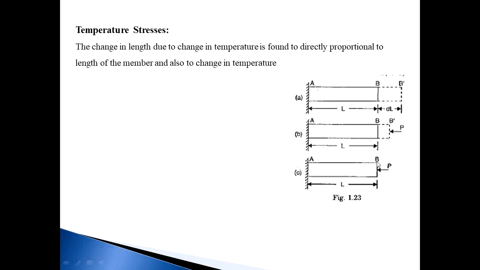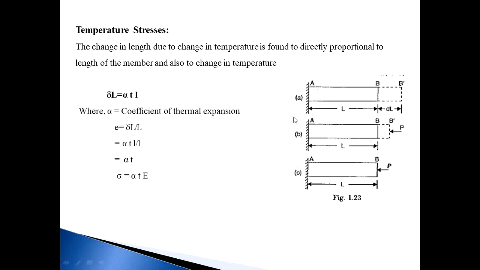Now this length AB is as it is, and at the same time temperature T heating is going on. Due to that heating, expansion would occur, but I apply this P force, preventing this expansion by applying an external force. Due to that external force, stresses will be produced, and those stresses are called temperature stresses.